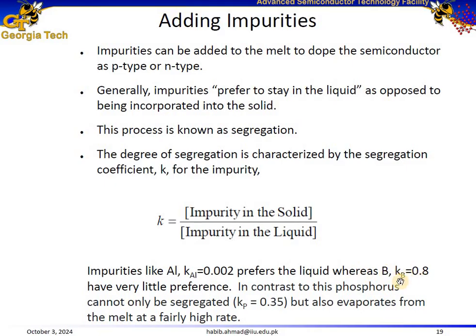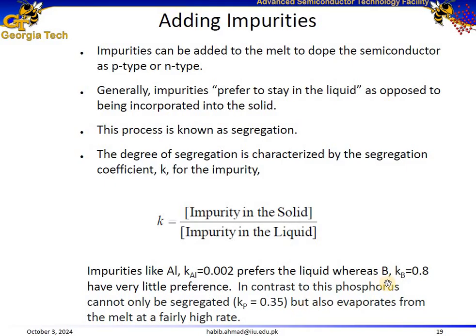As compared to that, the segregation coefficient of boron is 0.8, meaning that it shows less preference for staying in the liquid, and it's more likely to be found in the solid. So it's comparative: boron has a better tendency of getting into the single crystalline silicon ingot as compared to aluminum. The segregation coefficient of phosphorus is 0.35, meaning that it has a moderate tendency to go into the solid. However, there is another problem with phosphorus. It also evaporates from the melt at a high rate, which adds complexity to its behavior during the process.